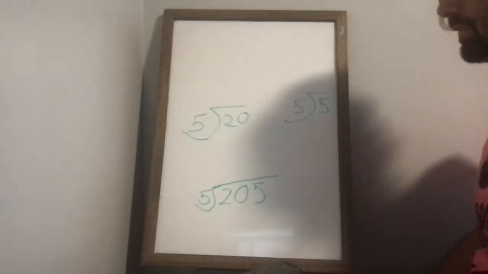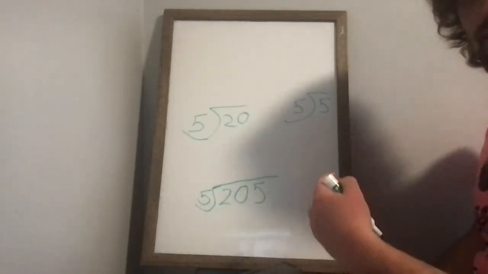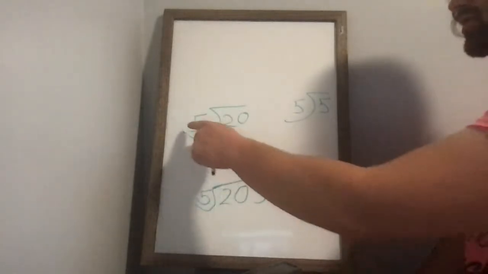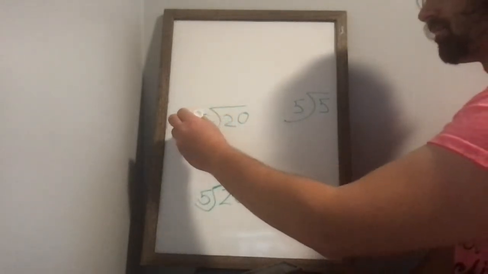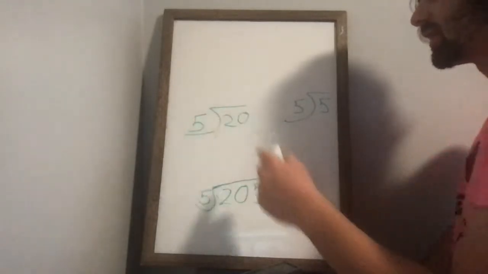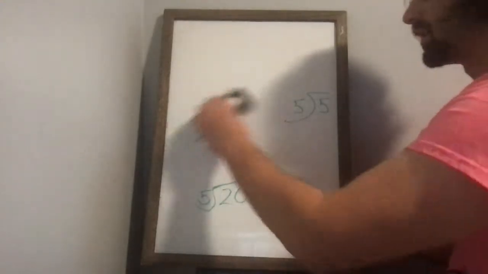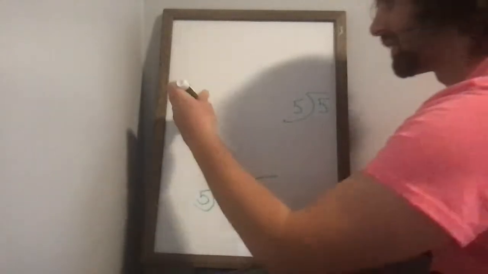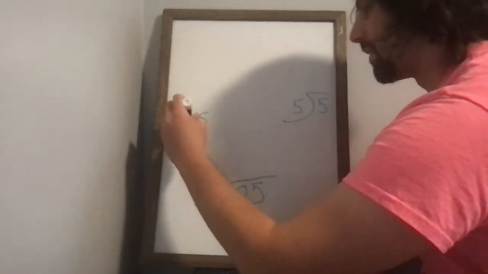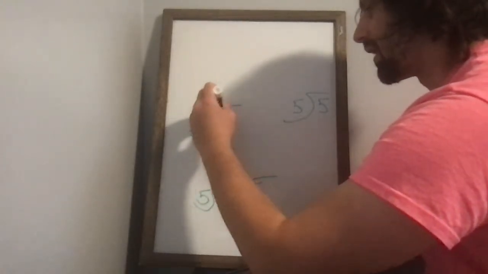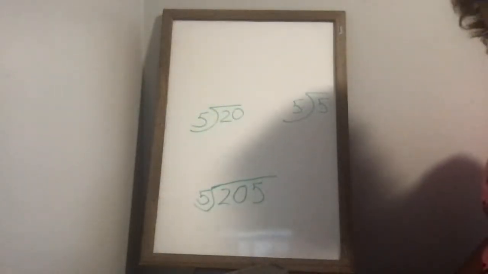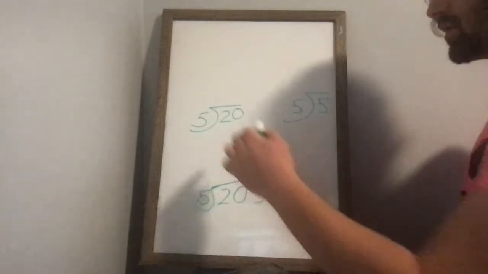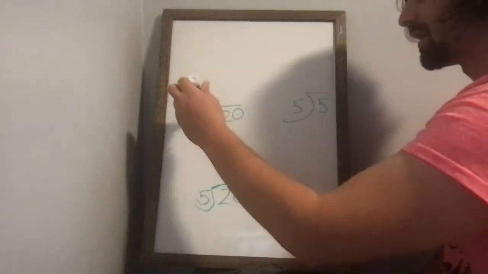All right, so 20 divided by 5. We have to figure out how many groups of 5 we can get within the number 20. Bear with me. It's been a minute since I've done a video on the webcam, so I'm used to doing things a different way. But 20 divided by 5 here.